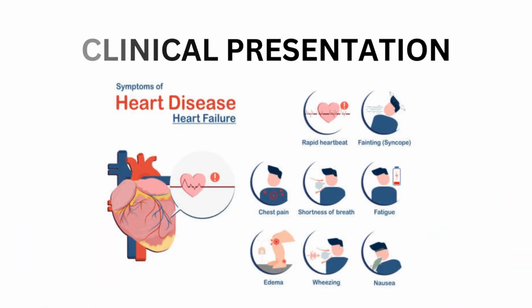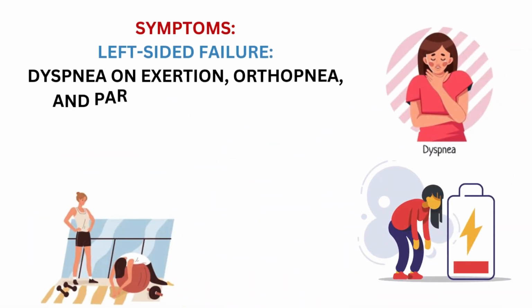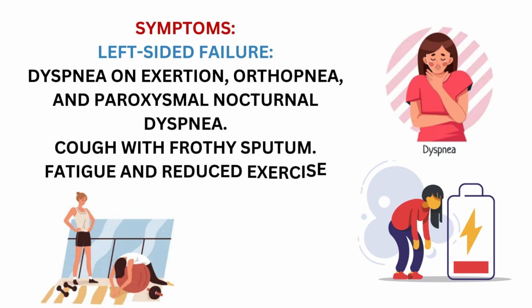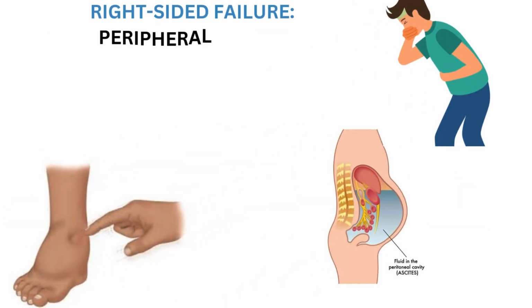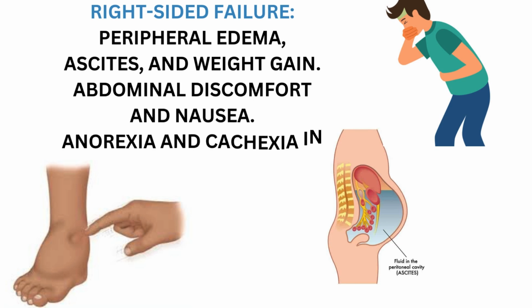Clinical presentation. Symptoms of left-sided failure: dyspnea on exertion, orthopnea, and paroxysmal nocturnal dyspnea. Cough with frothy sputum. Fatigue and reduced exercise tolerance. Right-sided failure: peripheral edema, ascites, and weight gain. Abdominal discomfort and nausea. Anorexia and cachexia in advanced stages.